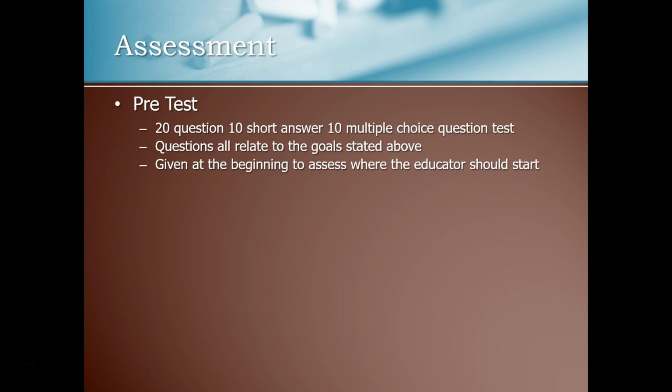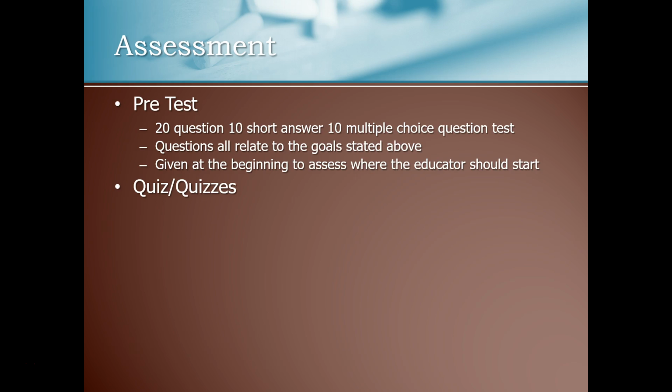Assessments for this plan. There are 3 main ways that I assessed that were relatively objective. Now there's always the subjective one, which is the teacher assessment, where the teacher's walking around the classroom and observing, listening, and that's the subjective one because it's going to very much differ from person to person. But the objective assessments, first the pre-test, which would be 20 questions, 10 short answer, 10 multiple choice. Questions will all relate to the goals stated above. And this would be given at the beginning to assess where the students are so the educator knows where they need to start.